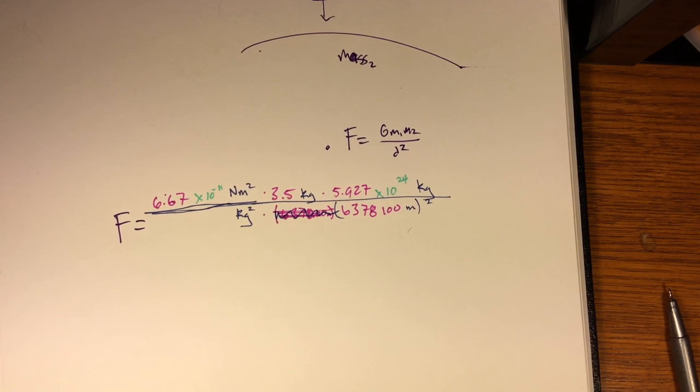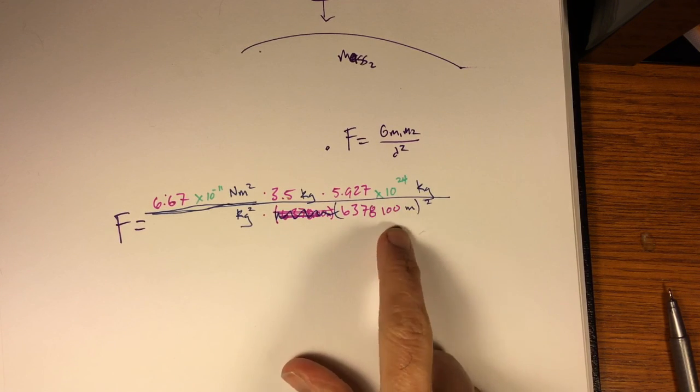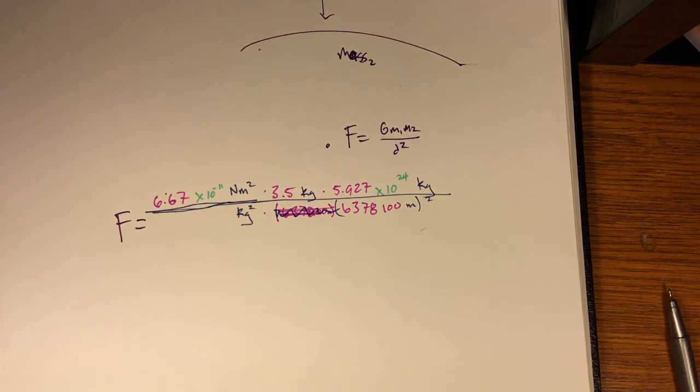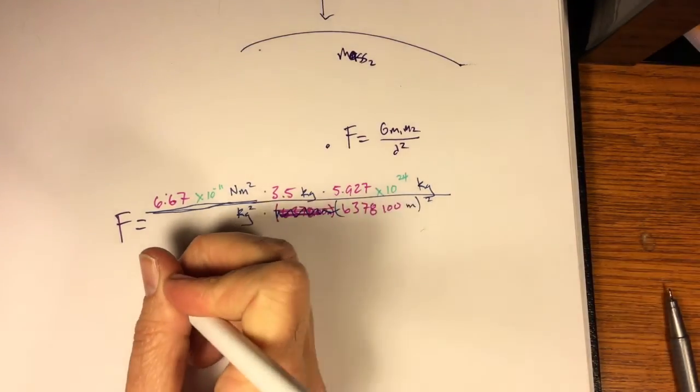I know that this thing has to be squared on the bottom, so I'm going to go ahead and square that. Let me pull up a calculator. In my calculator, I'm going to put 6,378,100 and square it. All right, cool. That gives me this actually kind of crazy number on the bottom, and I'm going to write this again here.